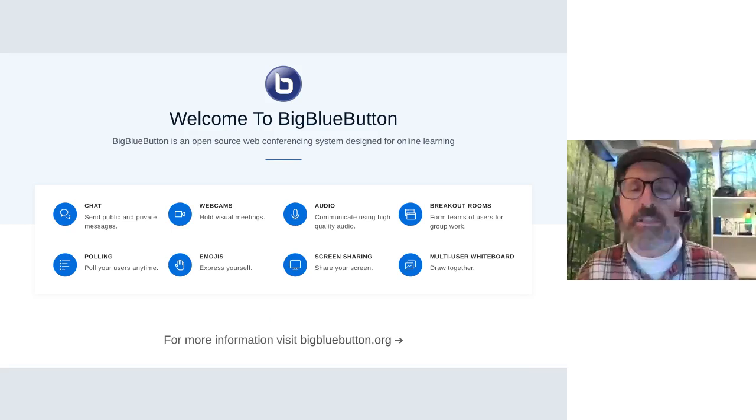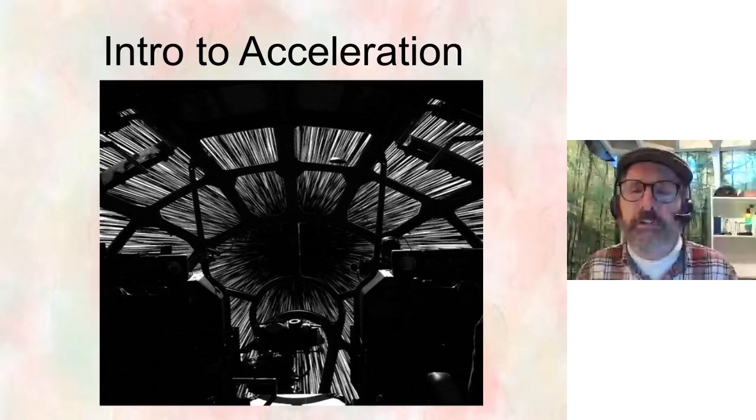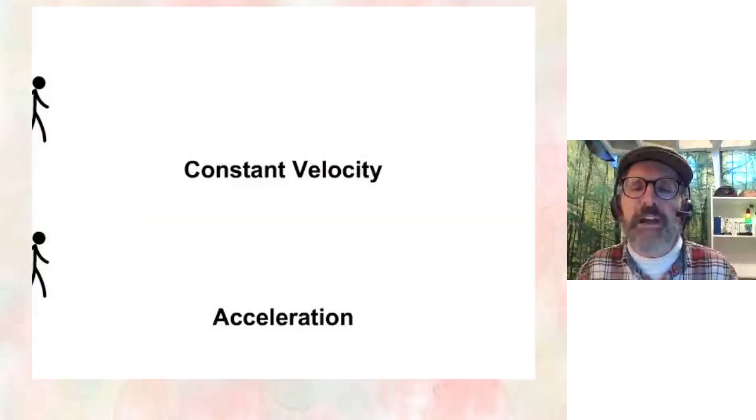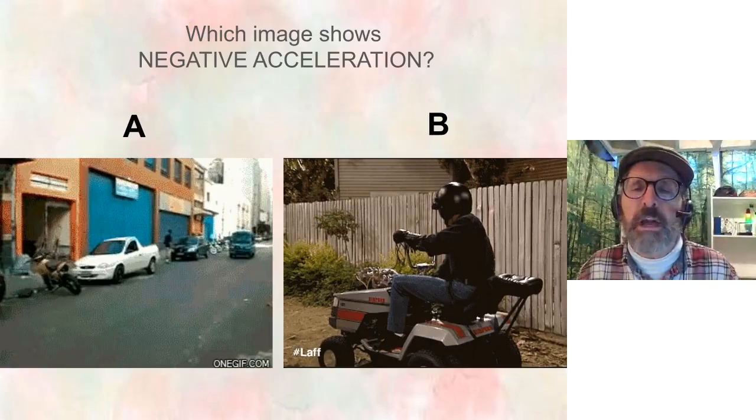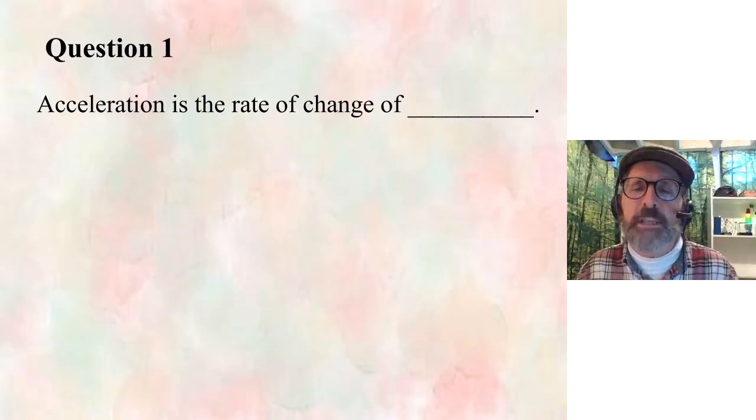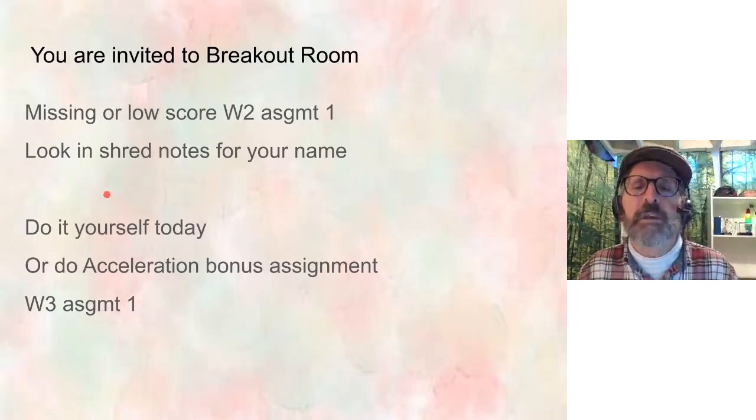So what I'm going to do is give you some time to either do it yourself. It's only 5 questions, right? I'll show you, or you can work with me and get the 15 points that way. There we go. Missing or low score, W2 assignment 1, 15 points. In the shared notes, I will put your name, the people that missed it. And in the public chat, I will put the link to the Big Blue Button that's in another course. Okay, so we can go over there.